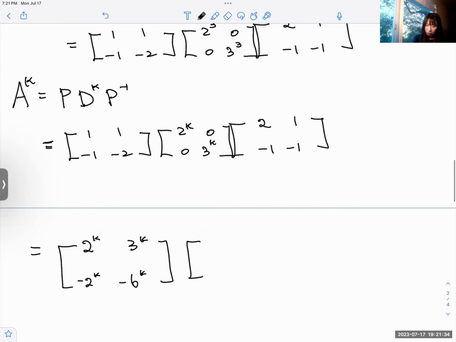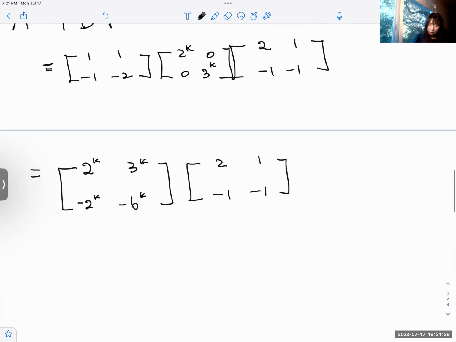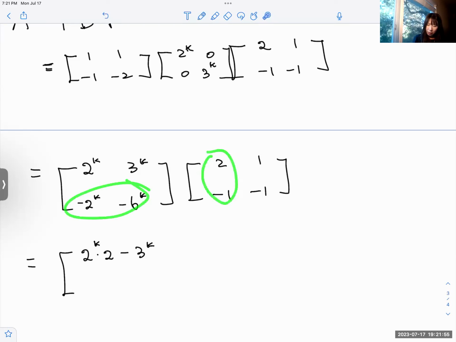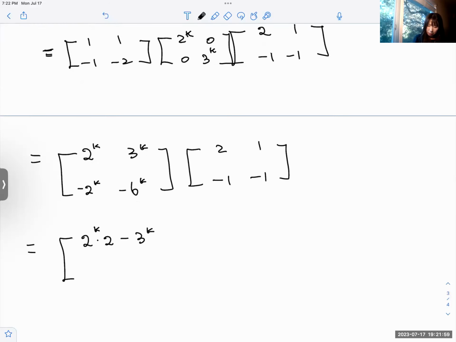And then we have 2, 1, -1, -1. So that will be 2 to the k times 2, and minus 3 to the k. Then we multiply this way. So 2 times, -2 times 2 to the k and 2, and minus 6 to the k.